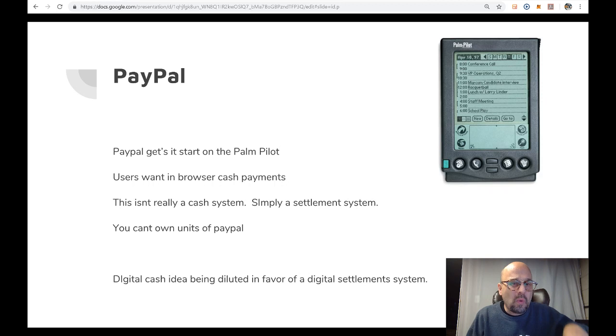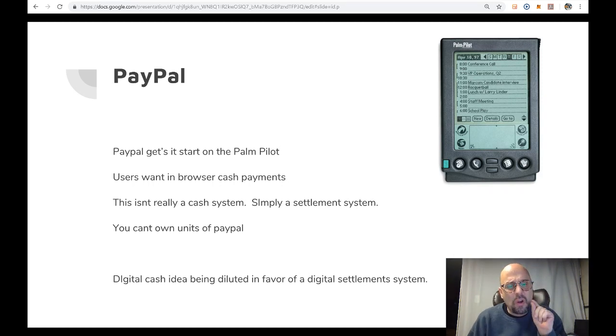And so it really wasn't a cash system. It was simply, like I said, a settlement system, because you're not really owning a PayPal, right? You own a Bitcoin, but you're not owning a PayPal. You have a PayPal account that's connected to your bank, and then that's how you pay. But it's just a settlement system. It's not really what I would consider a blockchain solution or a peer-to-peer cash system, and that's what we're looking to build.